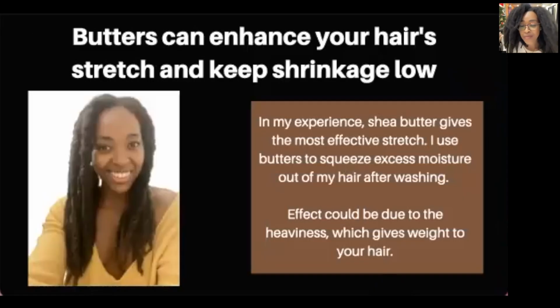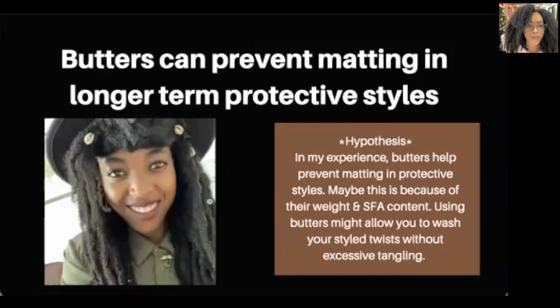My observation is that butters actually provide a better stretch than oils. And I imagine that this is because they add weight to your hair and are harder to move along your hair, which means that you squeeze out more moisture when you apply them and you therefore get less shrinkage. And you probably have more of the butter in your hair. And also because butters are heavier, so they give your hair some weight as well. So you can see that my hair is really elongated here, and this is right after I've washed it. It's really stretched still. It's not completely shrunken.